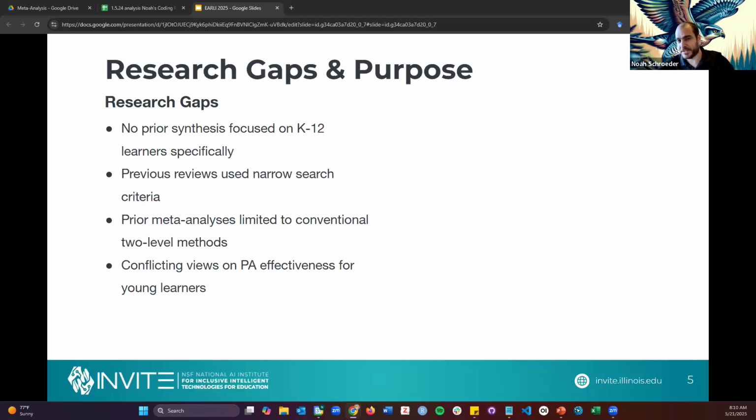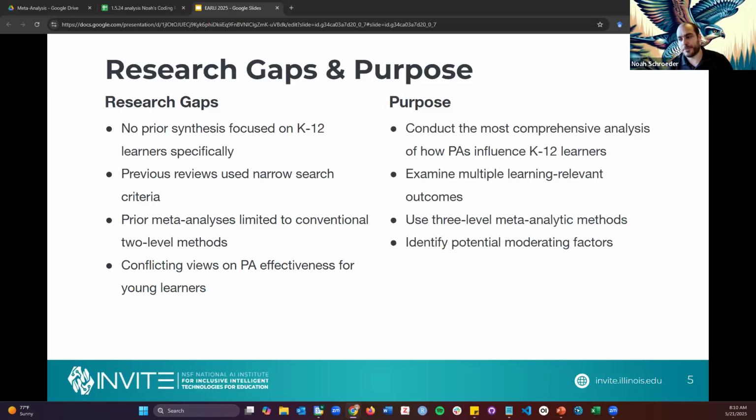Some said they had advantages. Others said there was no significant advantage. So we really wanted to clarify this. So the purpose of our review, well, really the set of reviews we did, was to conduct the most comprehensive analysis of pedagogical agents on K-12 learners that had been done to date.